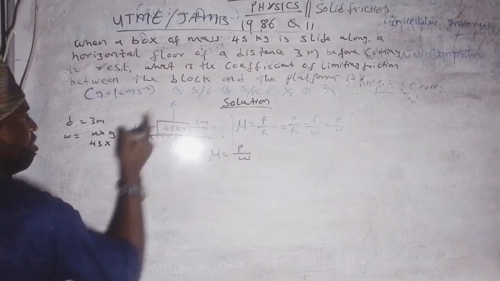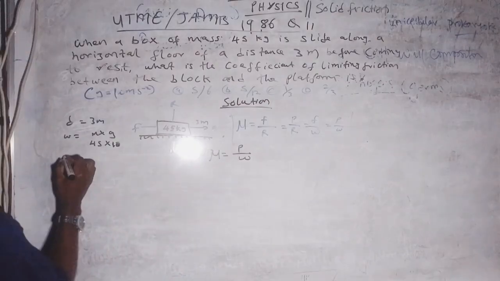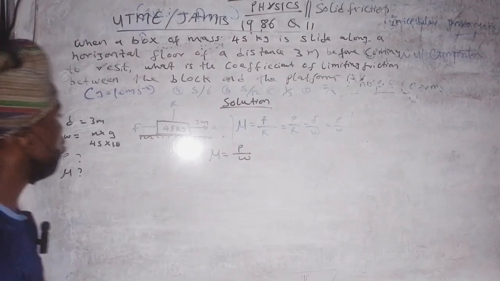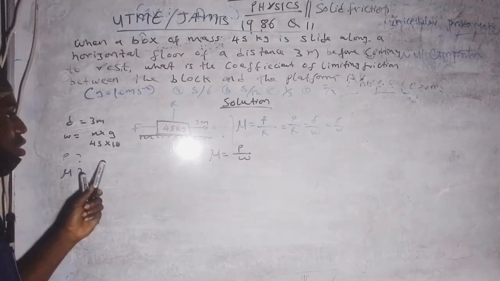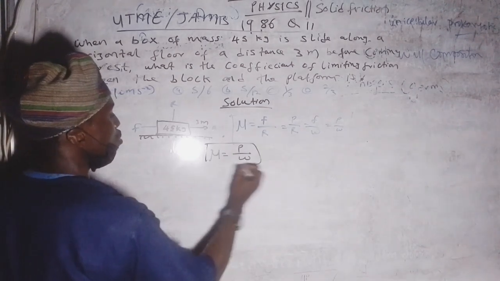45 kilogram times what's the acceleration due to gravity? 10 meters per second squared. Are we given the applied force P? No. Our coefficient of static friction? No, we are not given it. So we must get this applied force so that we can calculate our what? The coefficient of static friction. How are we going to get the applied force?